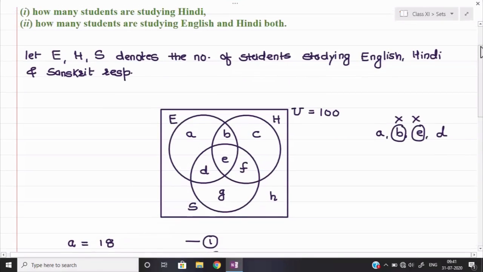Maybe they are studying English or Hindi or Sanskrit or any two of the languages, or they are studying all three languages. So one category is students studying at least one language, and the second category is students who do not opt for any of the languages. That comes in the category of neither-nor, or we can say that is the category of H in the question.